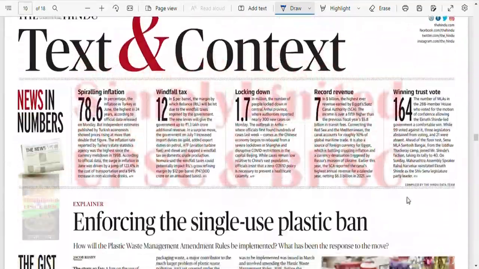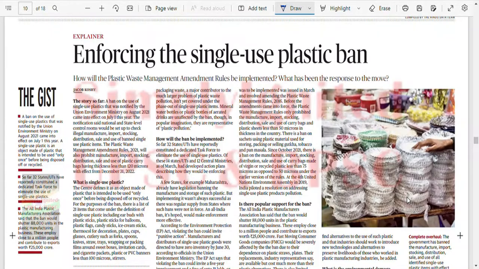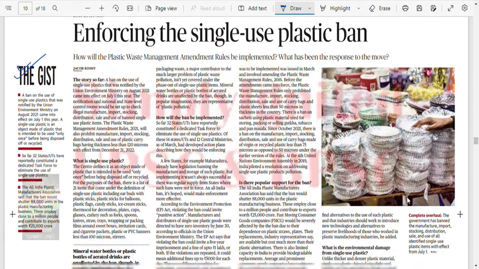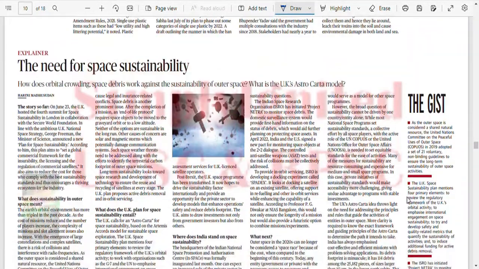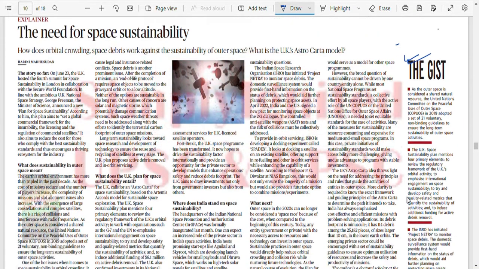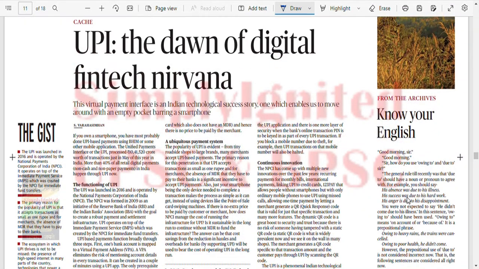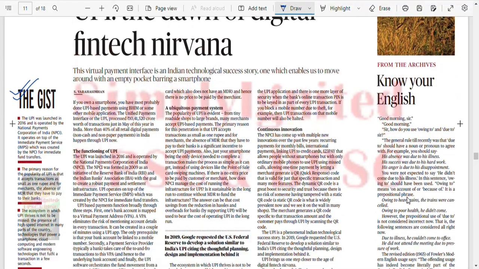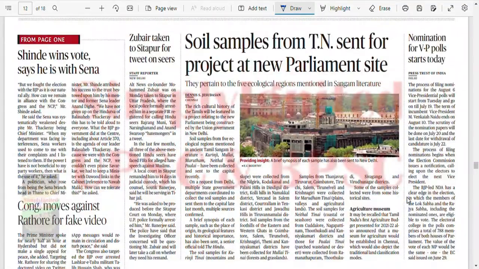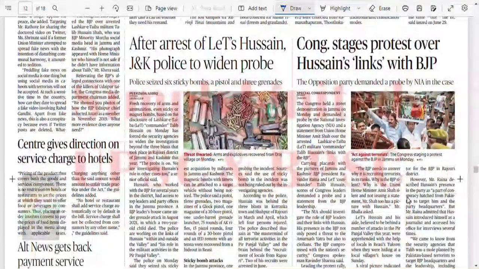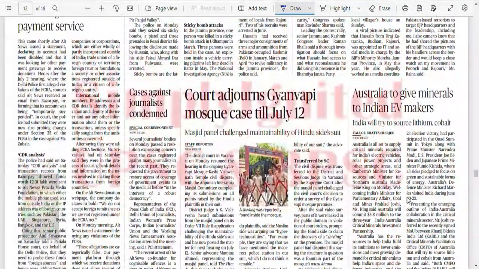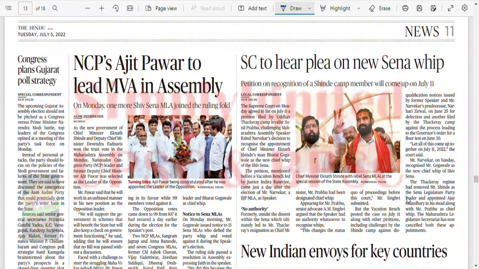Enforcing the single-use plastic ban. We'll see the gist, and if required, then we'll go inside. Space sustainability. We'll see the gist. UPI, the dawn of digital fintech nirvana. Yes, this UPI has done something that is great for India. We'll do this. Is there anything else? There's nothing here.